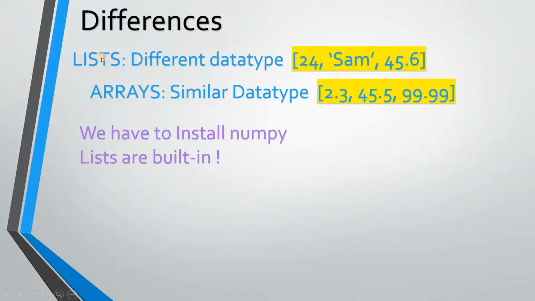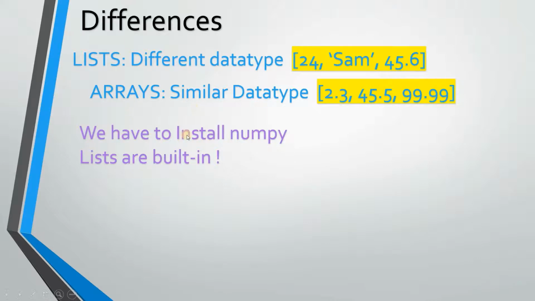And afterwards, differences. First of all, lists are used to hold different data types. See, 24 is an integer, time is a string, 45.6 is a float value. So it can hold different data types, like heterogeneous data types. That's what I mean. Afterwards, arrays hold similar data types. See, this element is a float, so other elements must be float values. This element cannot be an integer at all.